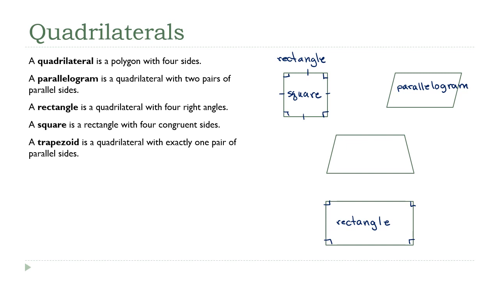Right, now finally, a trapezoid has exactly one pair of parallel sides. So if you look up at that parallelogram, you could look at it and say, well, it does have one pair of parallel sides, right, the top and the bottom. But this word exactly here is really important. Right? The parallelogram is not also a trapezoid because it does not have exactly one pair. The trapezoid is just going to be this one here.